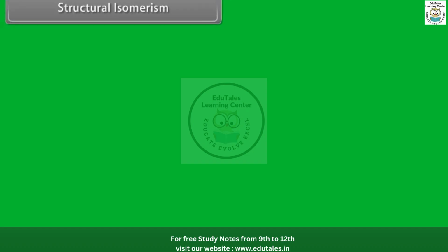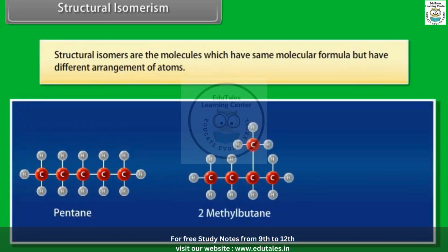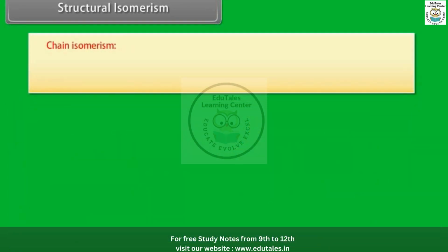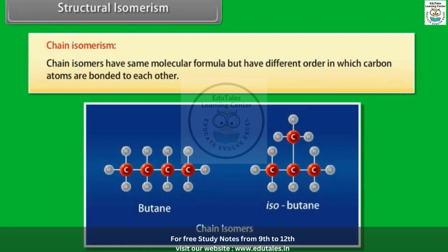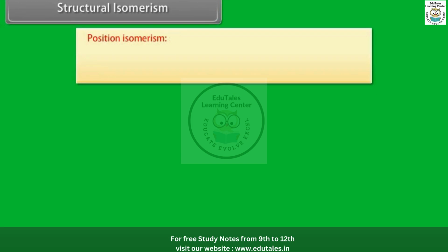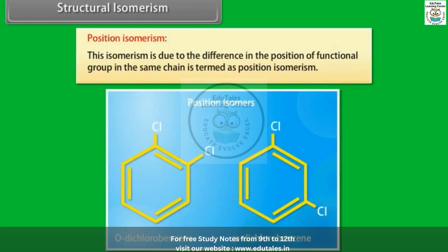Structural isomerism. Structural isomers are the molecules which have the same molecular formula but have different arrangement of atoms. Chain isomerism. Chain isomers have same molecular formula but have different order in which carbon atoms are bonded to each other. Structural isomerism. Position isomerism. This isomerism is due to the difference in the position of functional group in the same chain, and is termed as position isomerism.